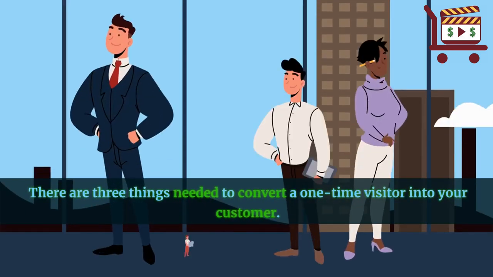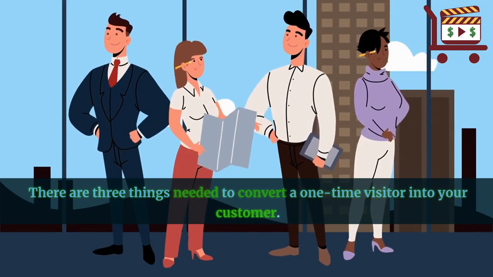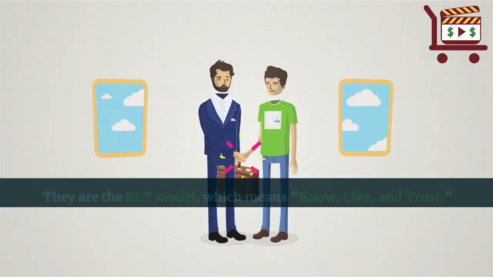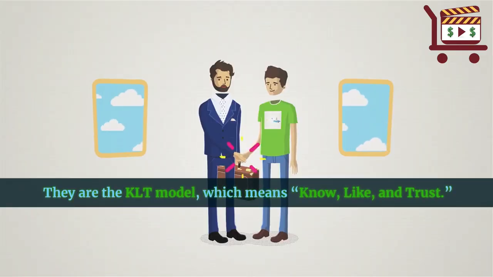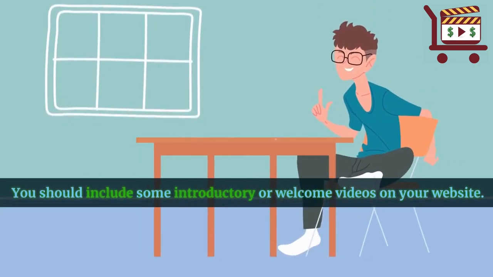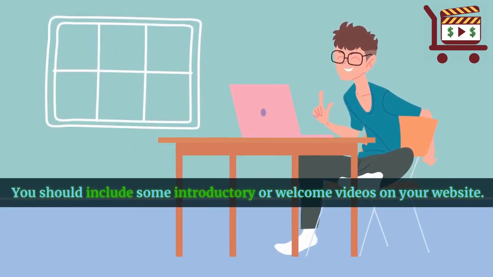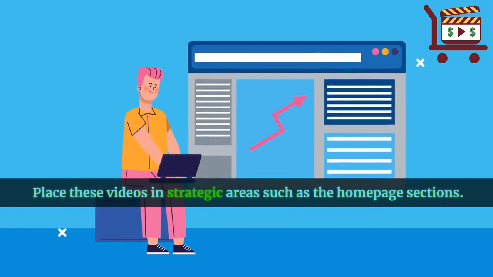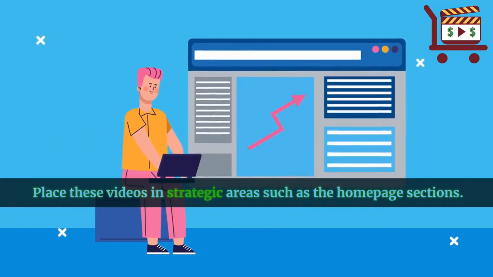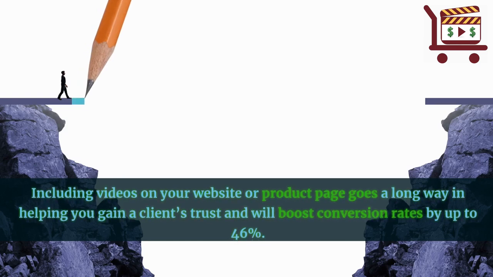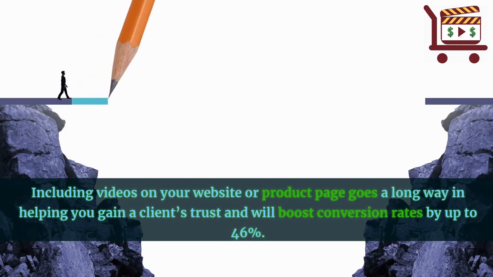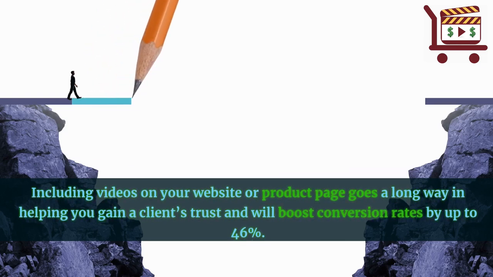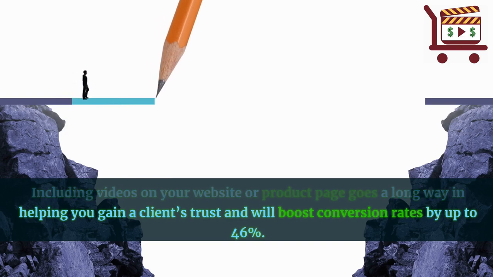There are three things needed to convert a one-time visitor into your customer. They are the KLT model, which means know, like, and trust. You should include some introductory or welcome videos on your website. Place these videos in strategic areas such as the homepage sections. Including videos on your website or product page goes a long way in helping you gain a client's trust and will boost conversion rates by up to 46%.